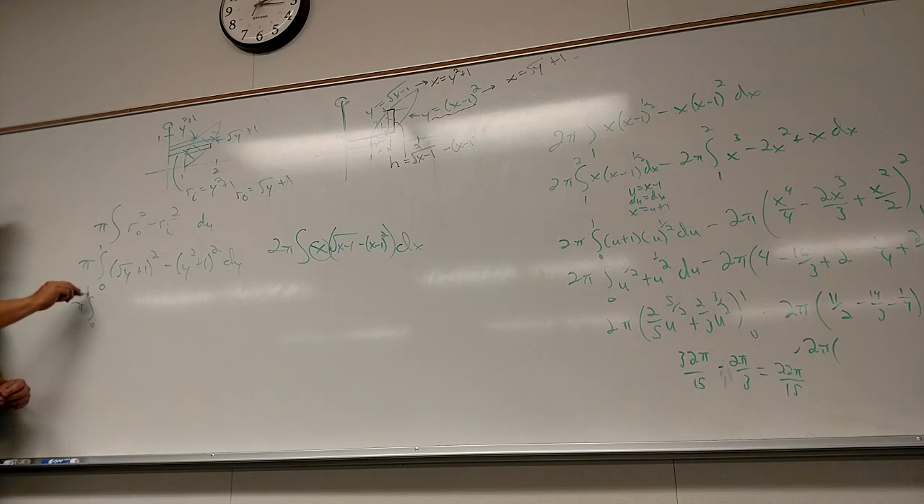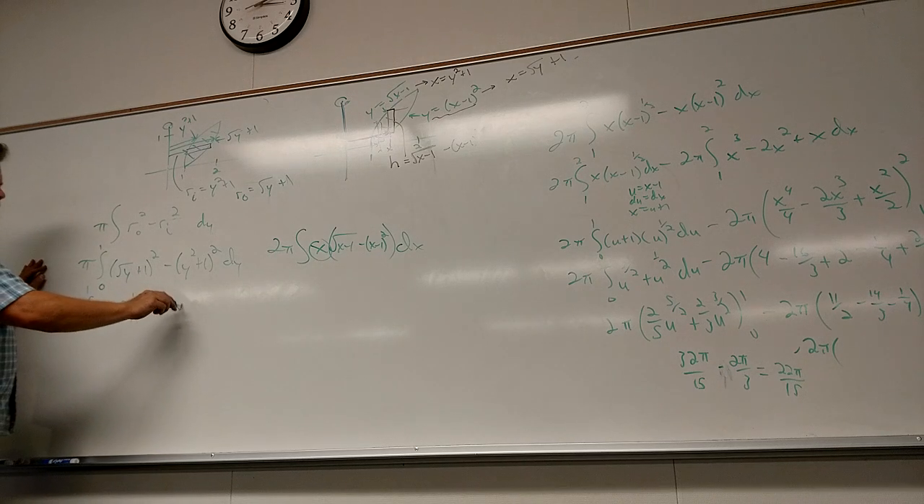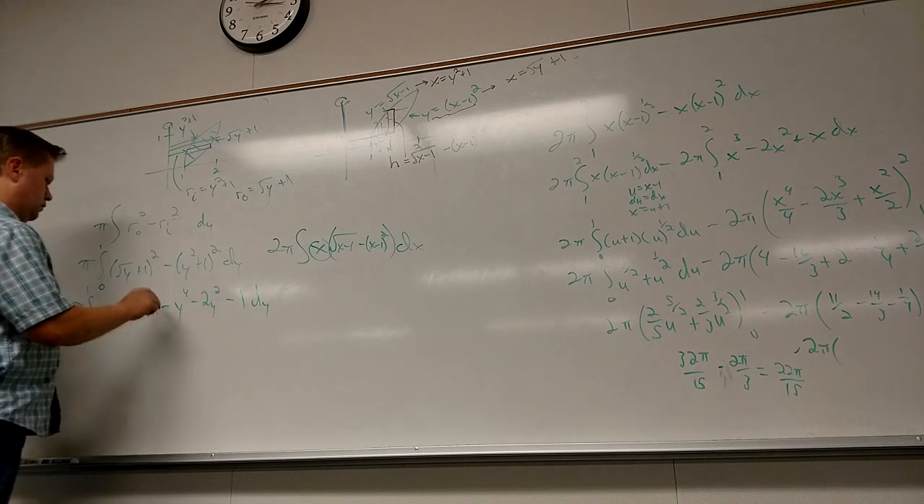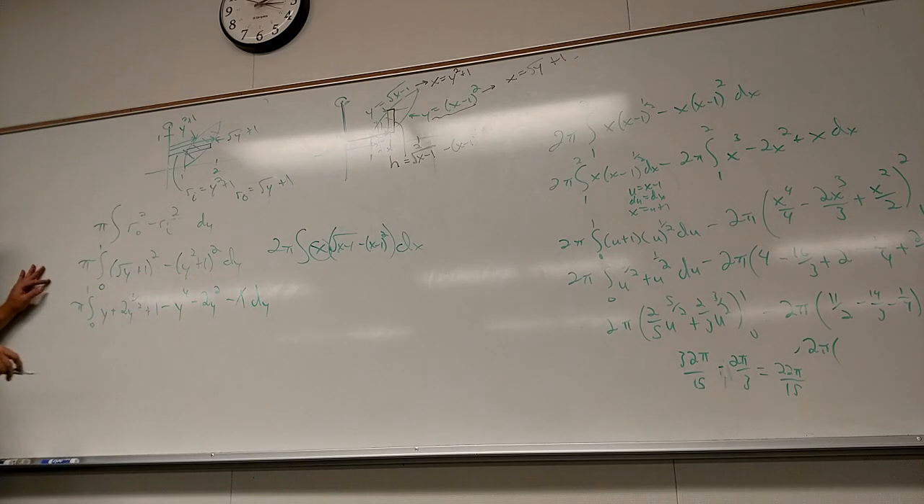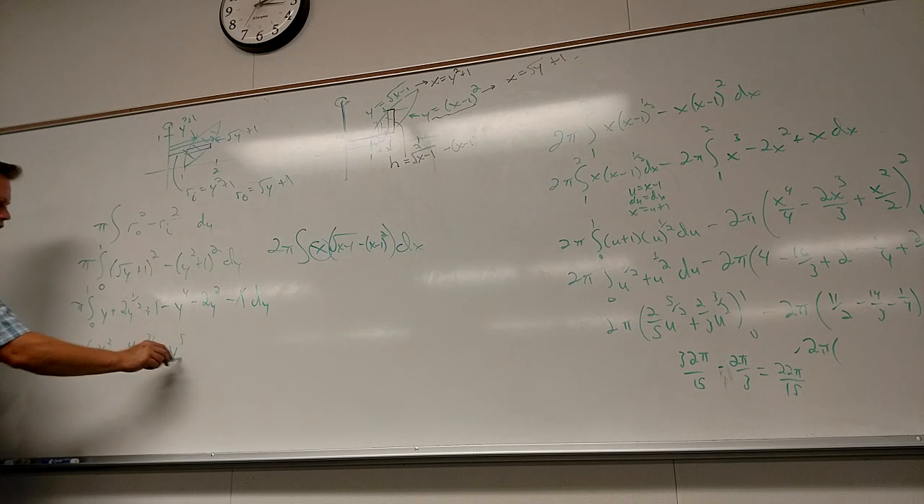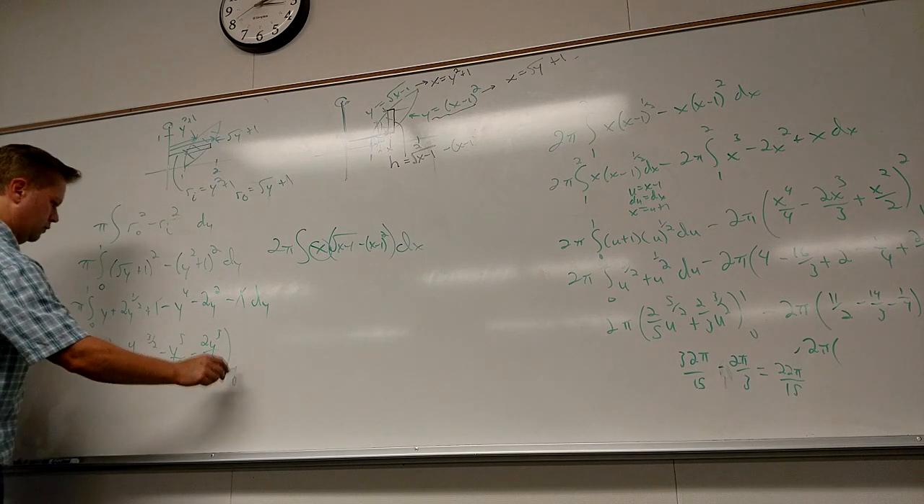So this one's not too bad. You foil this out, you get y plus 2y to the 1/2 plus 1 minus y to the 4th minus 2y squared minus 1. Ones go away, that's nice. That's about it. So you get pi times y squared over 2 plus, let's see, that'll be 3/2, 2/3, so 4/3 y to the 3/2 minus y to the 5th over 5 minus 2y cubed over 3 from 0 to 1.